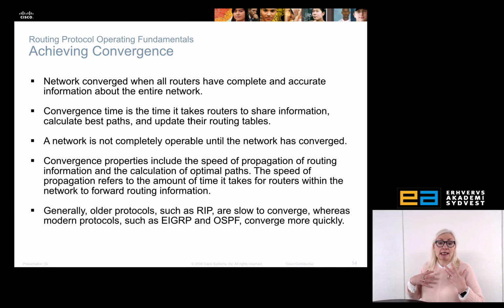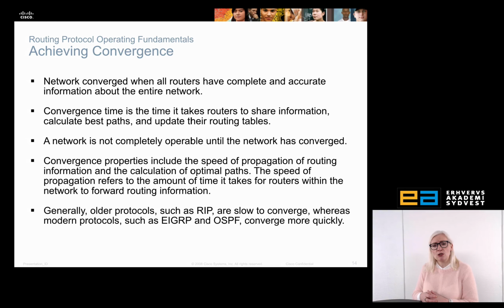RIP also will send out its entire routing table, not only an update, every time it sends an update to its neighbors. So achieving convergence is the time it takes to have all the updates sent out, and for all the different routers to agree on all the different networks that are available. Older protocols such as RIP are slow in convergence, whereas modern protocols, OSPF and EIGRP, are faster on convergence.